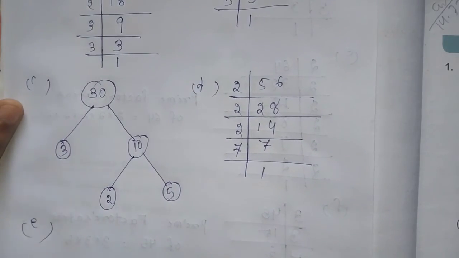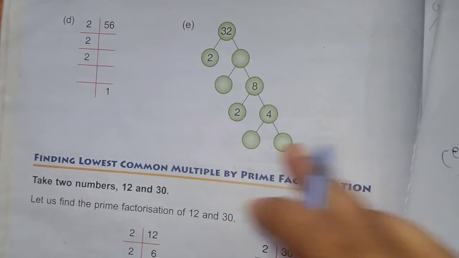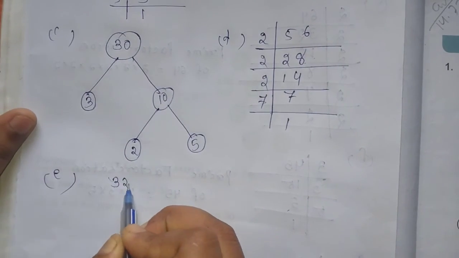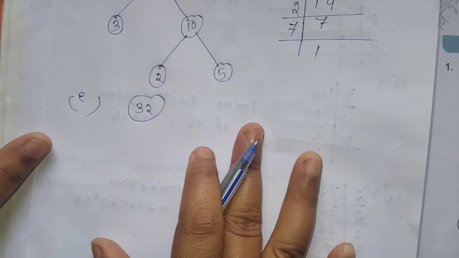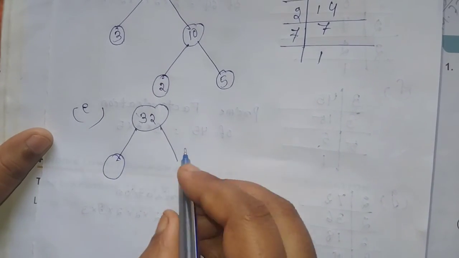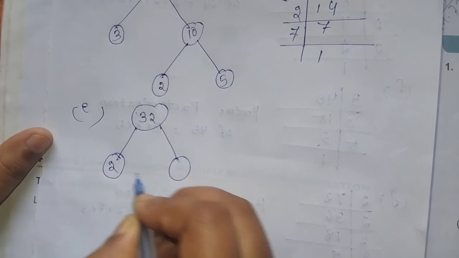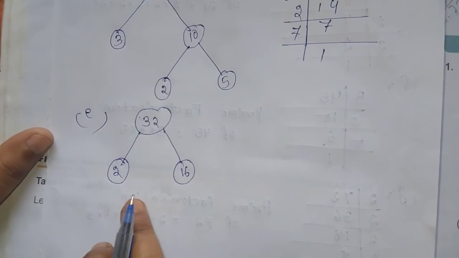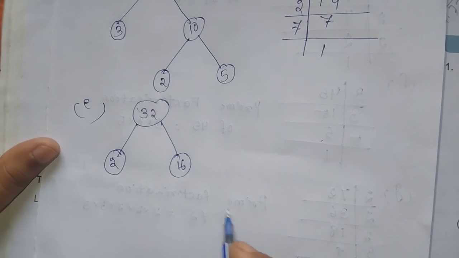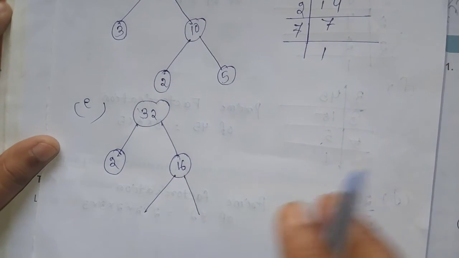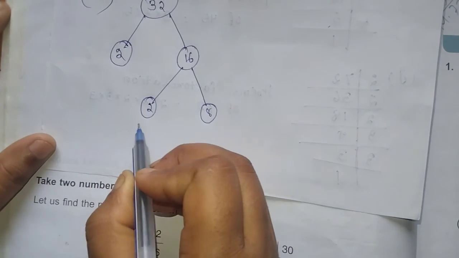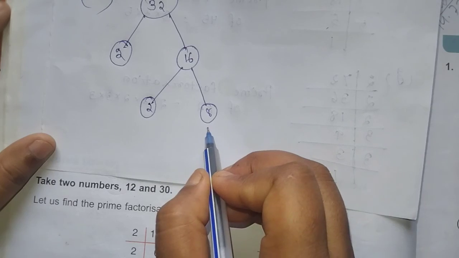Then we solve E, 32. First we can break 32 into 2 factors. 16 2s are 32. Here 2 is a prime number but 16 is a composite number. So we can again break 16 into 2 factors. 2 8s are 16. Here 2 is a prime number but 8 is a composite number.